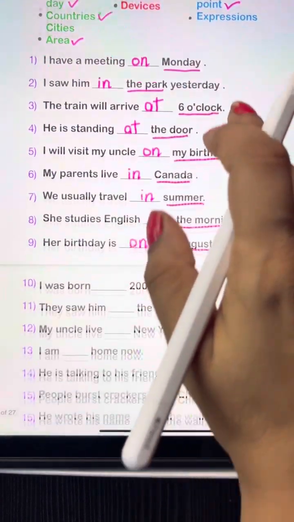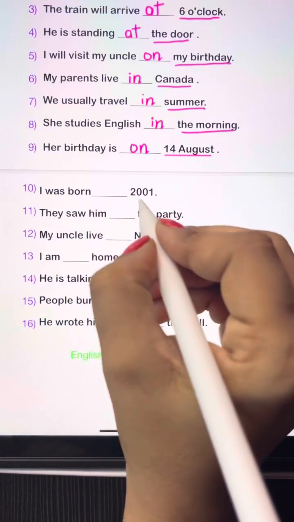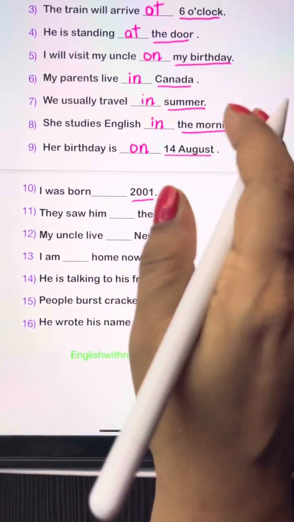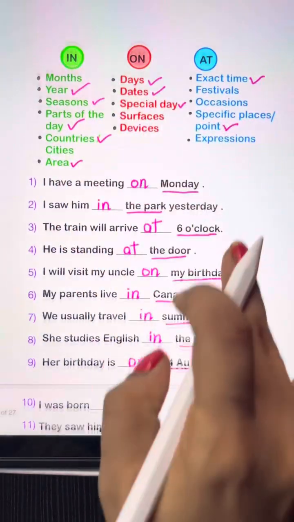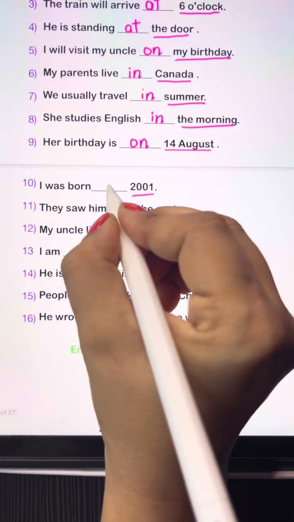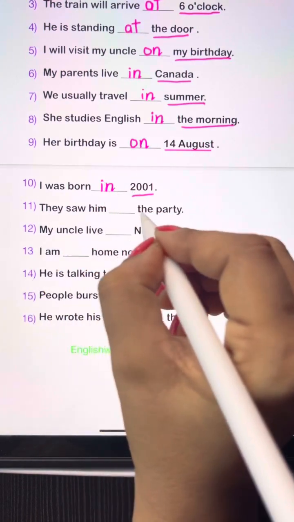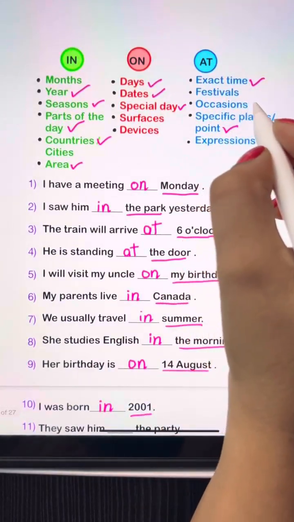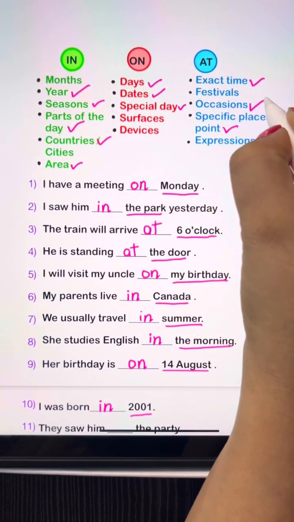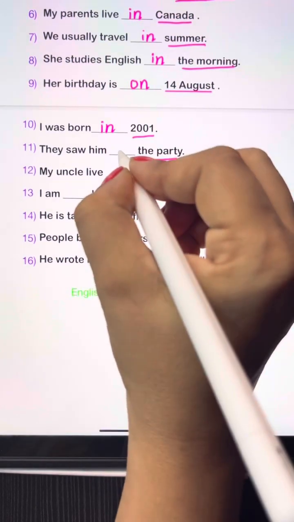Next one, number 10. I was born blank 2001. 2001 is a year, and for years we use in. I was born in 2001. Number 11. They saw him blank the party. The party is an occasion, and for occasion we use at. They saw him at the party.